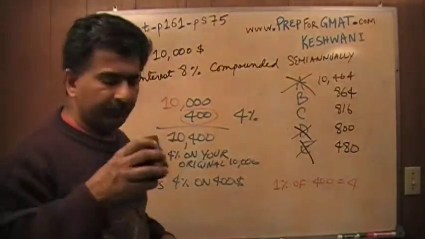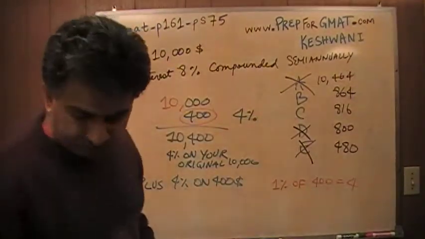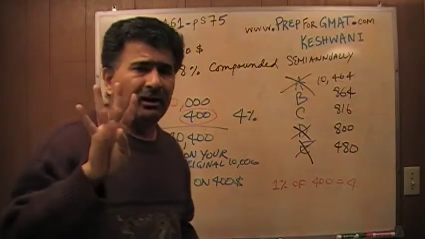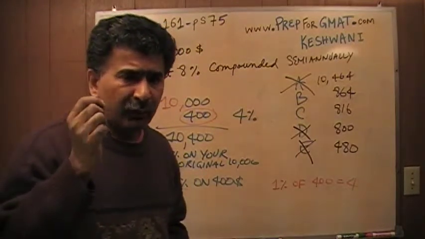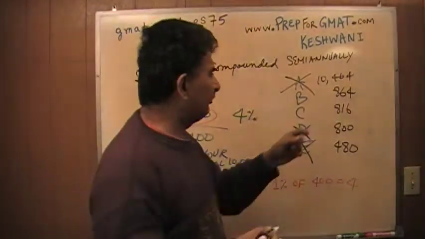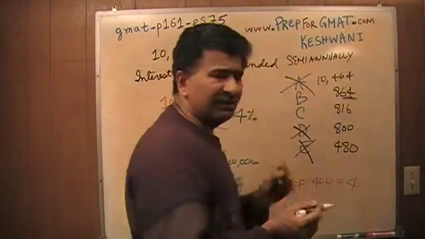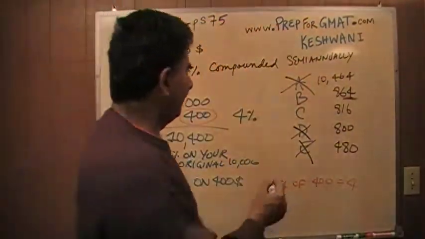It's either B or C. And just because you are earning 4% more on the additional $400, that's not going to raise your return to $864. It's just a little more than 800. The answer is C.